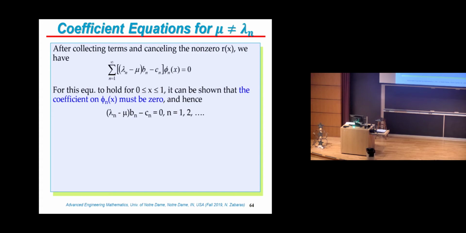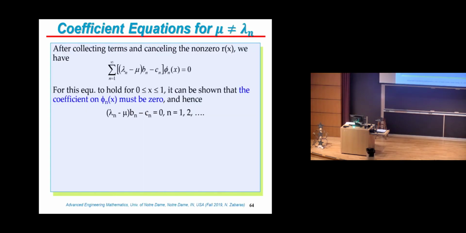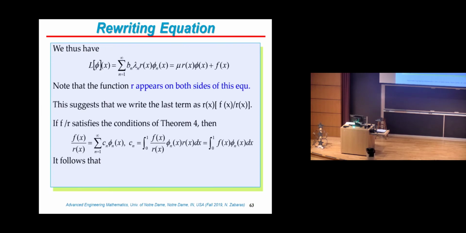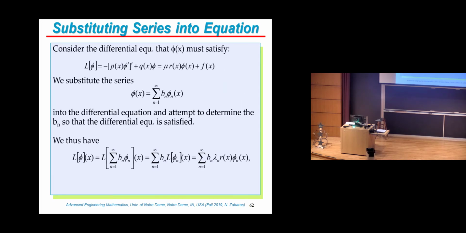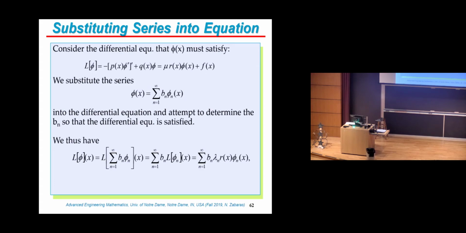I'm done. Because do we know Cn? You remember how we computed Cn? By projecting the source term divided by r onto the functions phi n. Do I know lambda n? Yes. Mu comes from the differential equation. So I can solve for Bn. And what is Bn? Remind me. I forgot. What is Bn? Bn is the coefficients that give me my unknown solution in terms of the eigenfunctions. So if you know Bn, you know everything. All right.